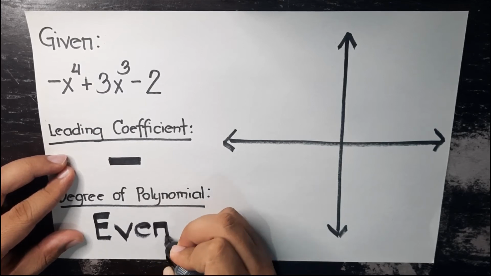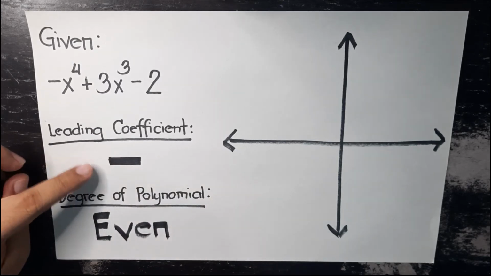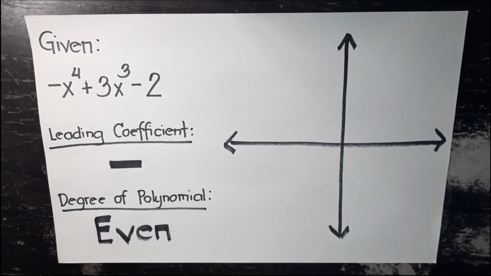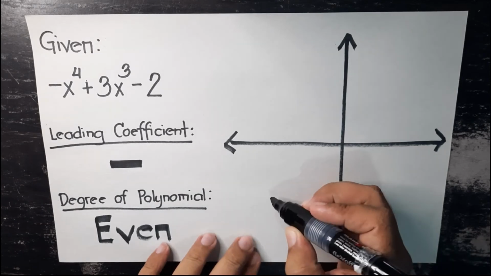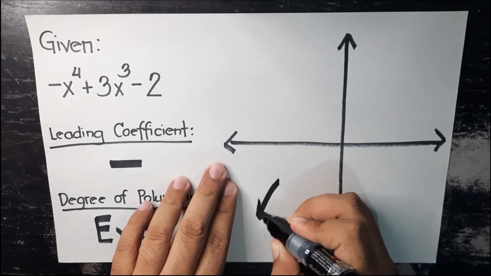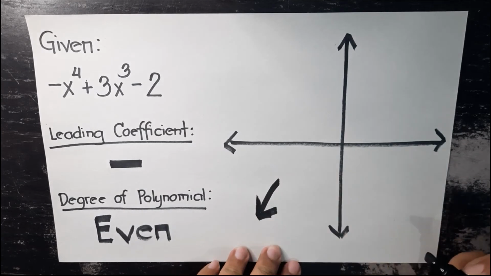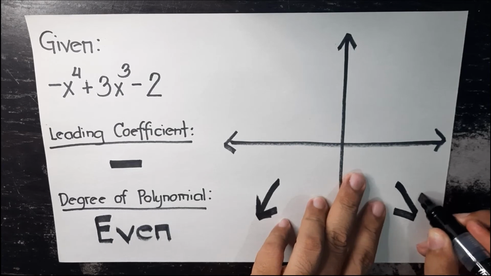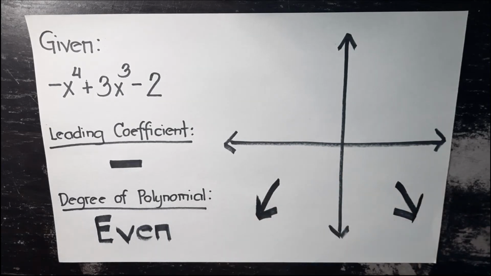So if the given polynomial has a negative leading coefficient and an even degree, then the left hand is falling down. The right hand is also falling down. So again, we are only after the direction of the left and right hands of the graph. This is our second condition. Negative, even. Now let's proceed to the third condition.